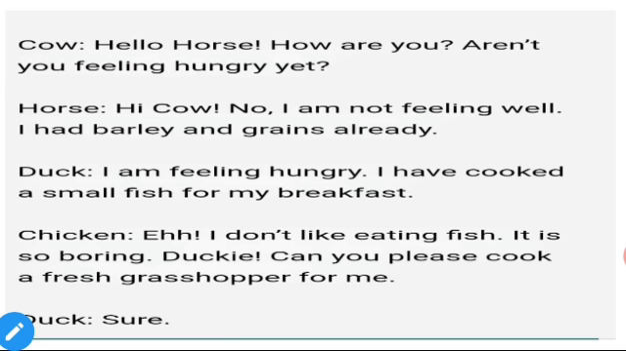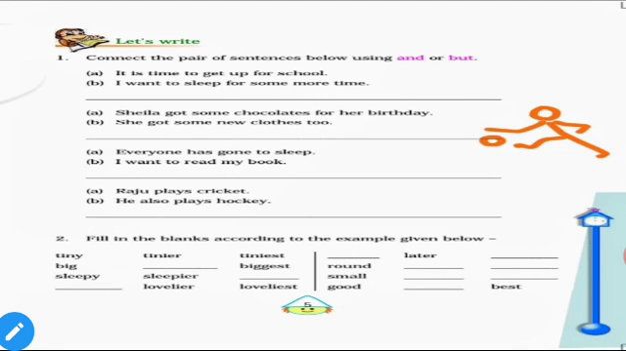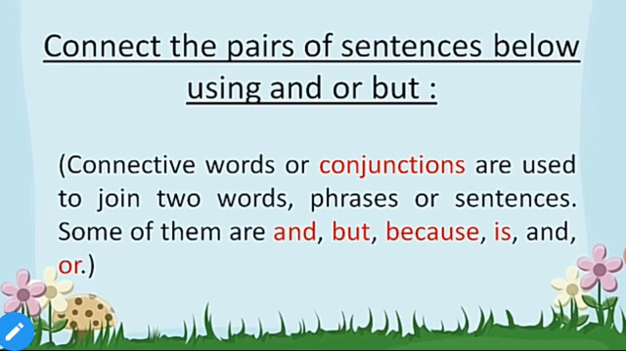Okay, students. Now we will go for the next exercise: connect the pair of sentences below using and or but. Before we write the and or but, let me explain conjunctions. Connective words or conjunctions are used to join two words, phrases or sentences. Some of them are and, but, because, is and or. Now we are going to discuss only and and but.